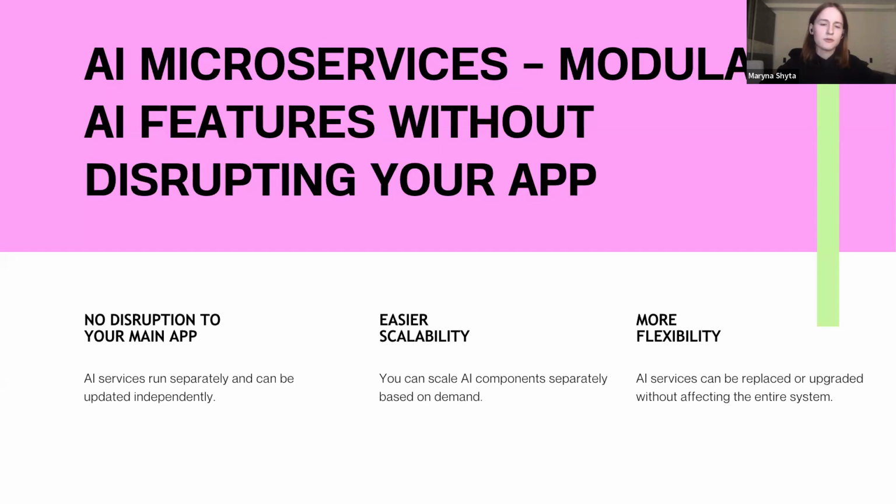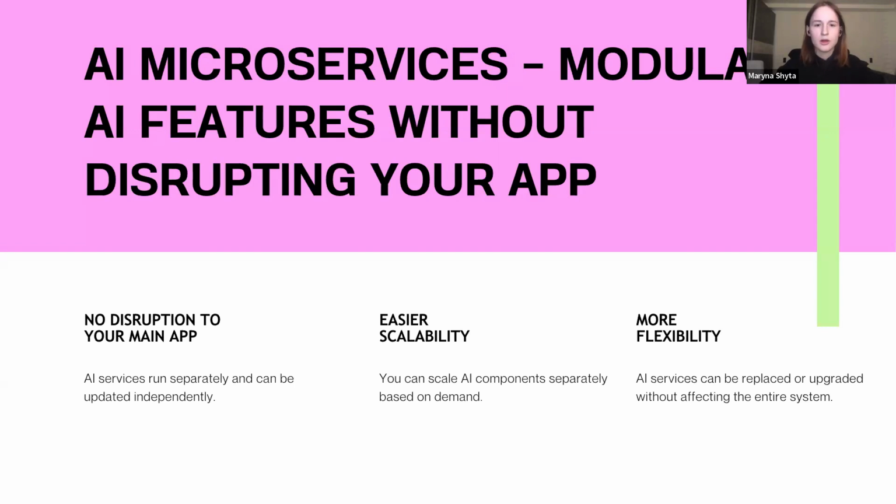The benefits of AI microservices: no disruption to your main app. A service runs separately and can be updated independently. And easier scalability: you can scale a component separately based on demand. And more flexibility: AI services can be replaced or upgraded without affecting the entire system.